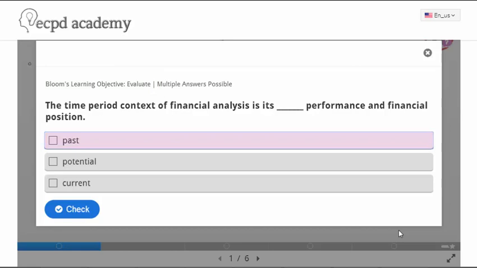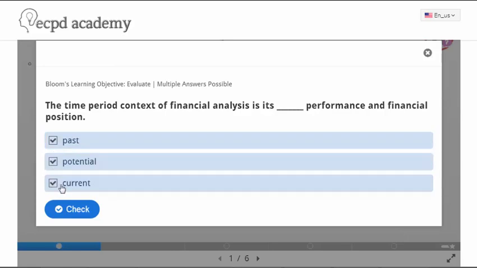Now, I'm sure you would pick all of the choices given: past, current, and potential. The choices are not arranged in the order I mentioned because they are randomly ordered by the e-learning system.